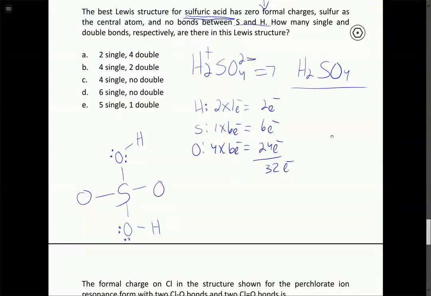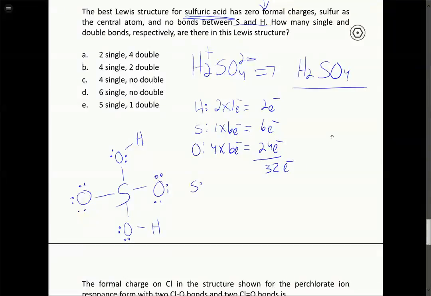Each of these oxygens at the moment has 2 bonds. They have 4 electrons, so we're going to add 4 more to complete the octet. And then these oxygens here only have 1 bond. Alright, so at this point we've used all 32 of our valence electrons, but if we count formal charges here, we see a problem.